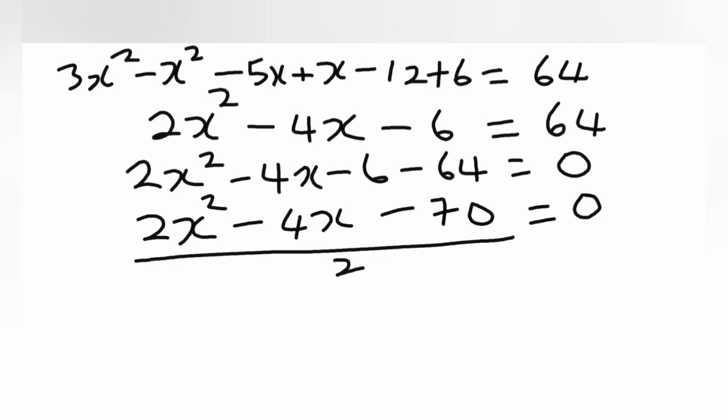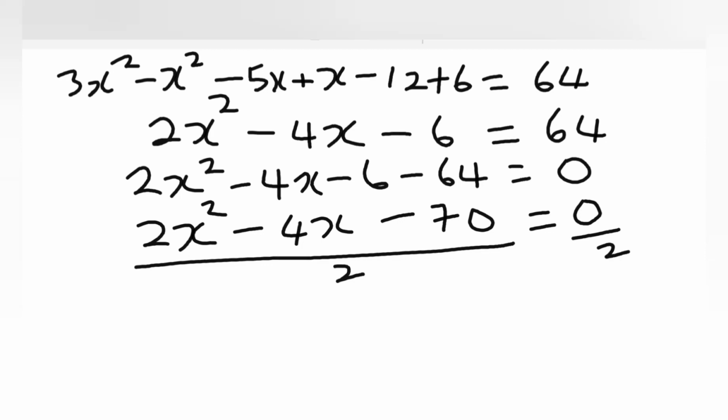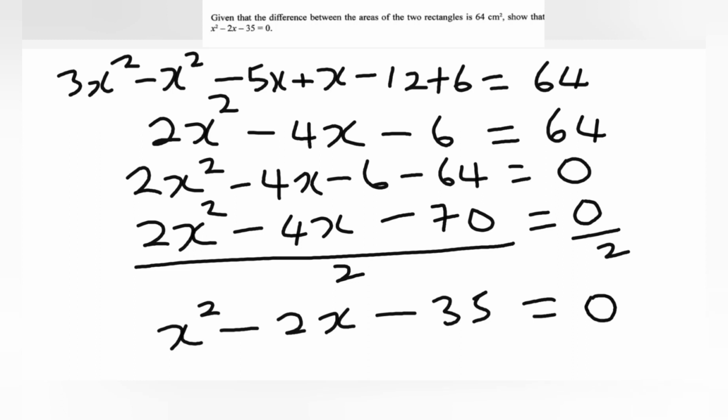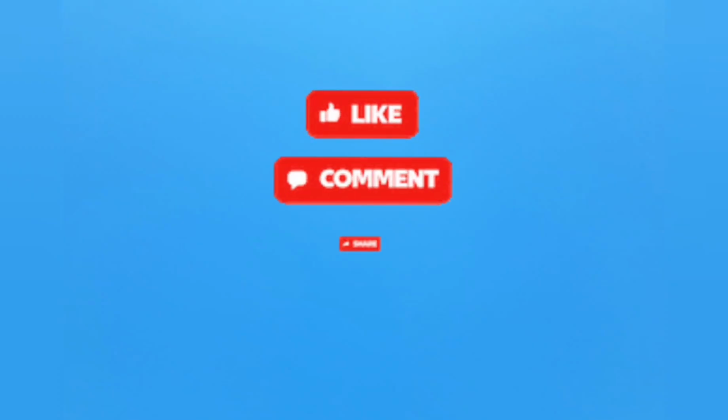So what we're going to do now, we're going to divide both sides by 2 in order to get it in the form that was stated. So 2x squared divided by 2 gives us x squared, minus 4x divided by 2 gives us minus 2x, minus 70 divided by 2 gives us minus 35, and 0 divided by 2 is still 0. So that's what it's going to be in the form. So this is proven.